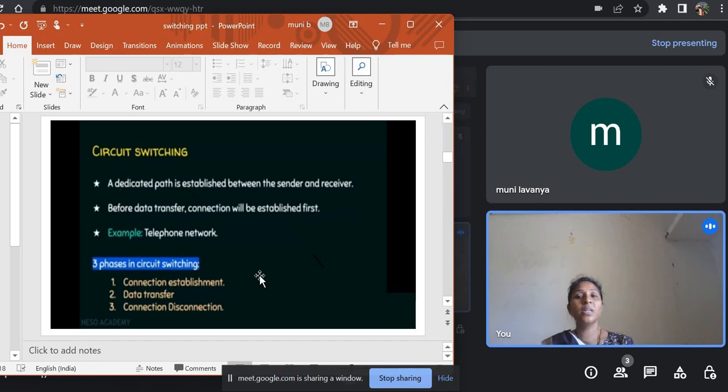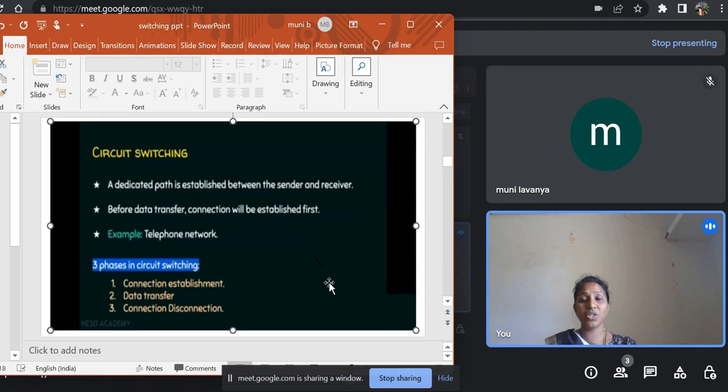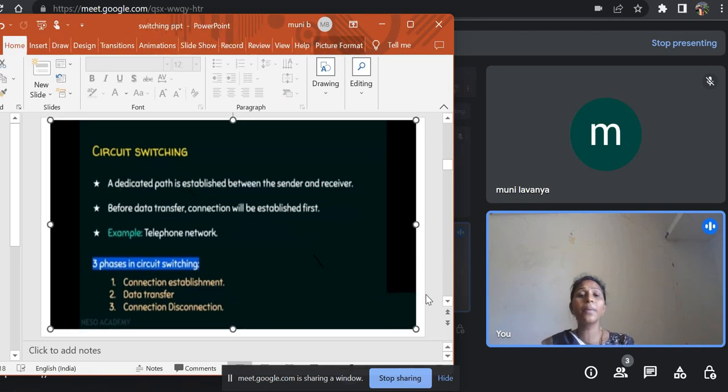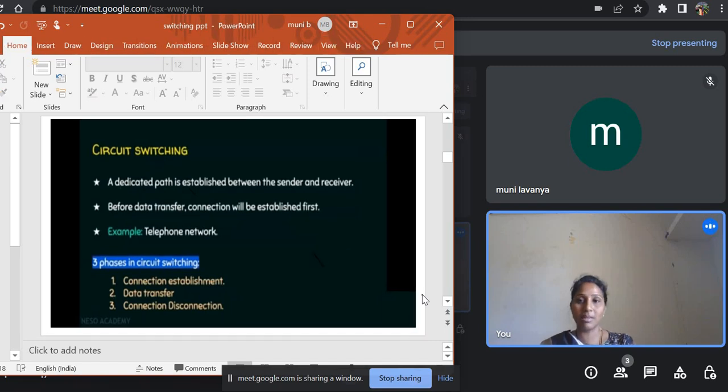In circuit switching, the transmission happens in three phases. First, it establishes the connection. After that, it transmits the data. After that, the connection is disconnected. The three phases in circuit switching are connection establishment, data transfer, and connection disconnection. I will show you how it transmits and establishes the connection on the next slide.